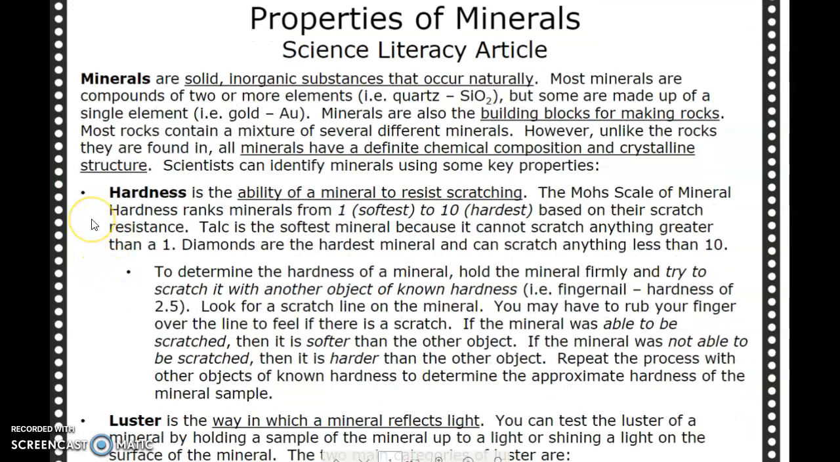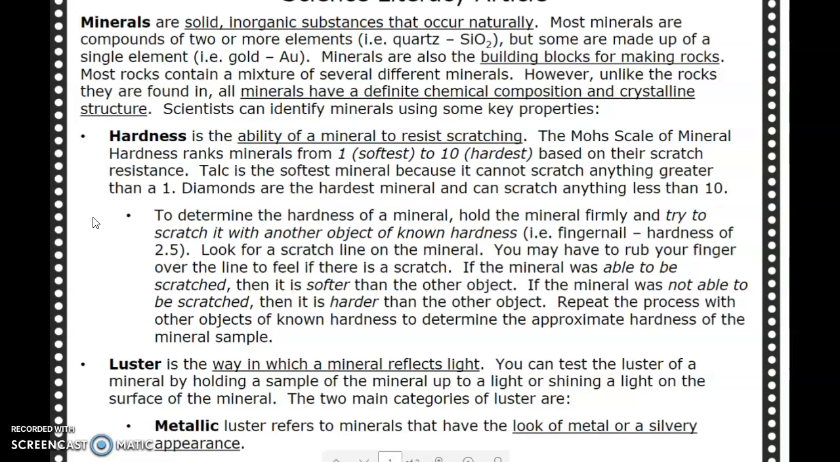Hardness. Hardness is the ability of a mineral to resist scratching. The Mohs scale of mineral hardness ranks minerals from 1, which is the softest, to 10, which is the hardest, based on their scratch resistance. Talc is the softest mineral because it cannot scratch anything greater than a 1. Diamonds are the hardest mineral and can scratch anything less than 10.